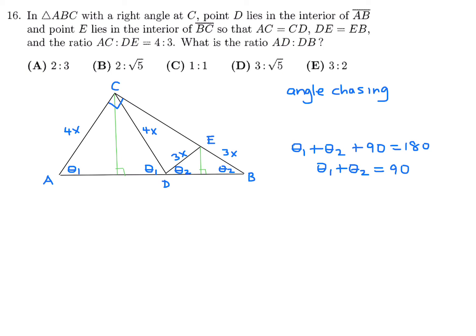So since theta 1 plus theta 2 is equal to 90, then that means this angle has to be 90, because all of those angles have to add up to 180. So that means that is a right angle. If this is 4x and this is 3x, then I'm sure you can figure out what that hypotenuse is. It's a 3, 4, 5 triangle. So that's a 5x right there. All right, so I think we're ready to figure out this ratio AD to DB. So they want AD to DB.